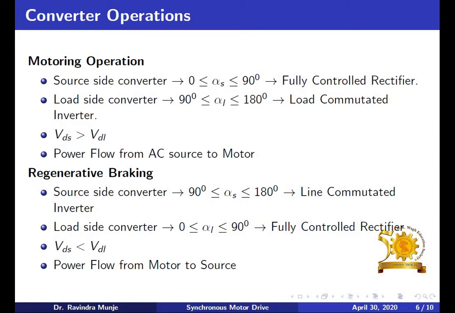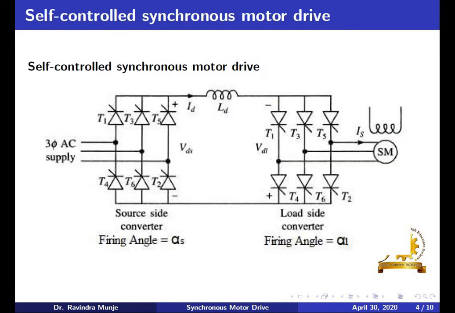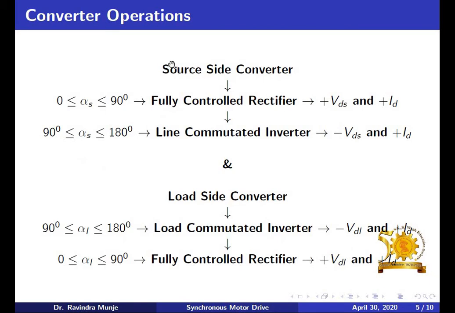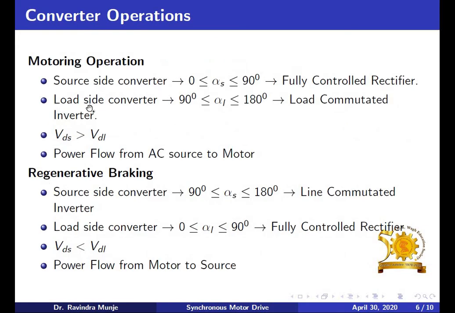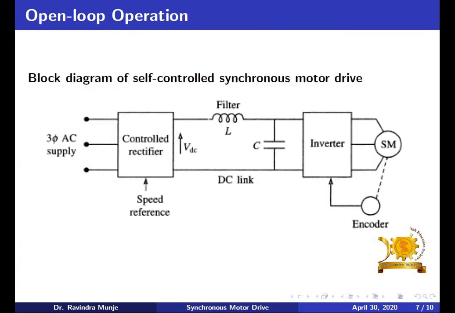So this is converter operation, right? So this is the block diagram. This is source side converter, this is load side converter. AC is converted into DC, DC is again converted into AC and given to the synchronous motor. So we have seen these operations of the source side converter and load side converter for different firing angles, and when we can get motoring operation and when we can get regenerative braking operation, that also we have seen. Now let us see open loop operation.